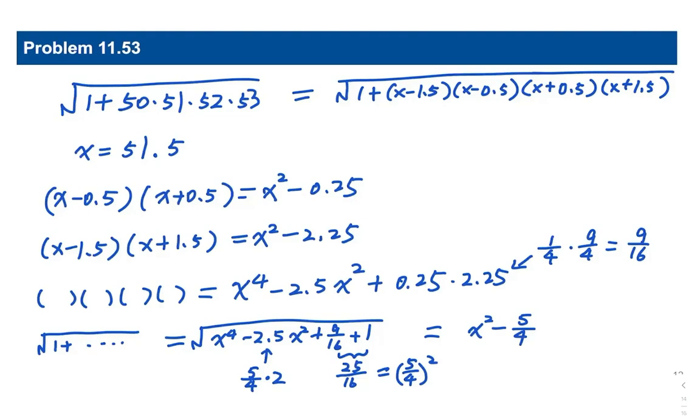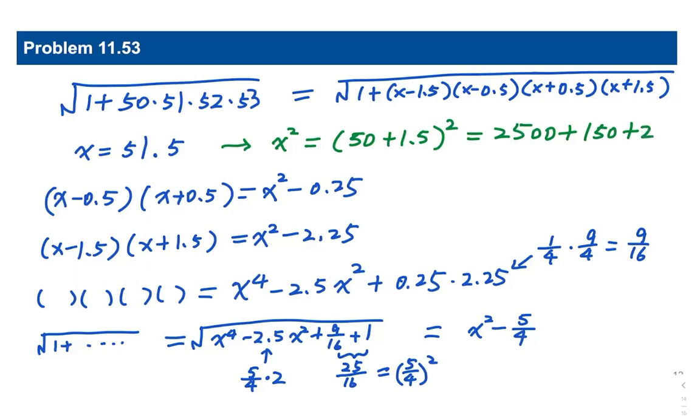Then we need to calculate x squared. X squared equals 50 plus 1.5 squared, which is 2500 plus 50 times 3, 150 plus 1.5 squared, 2.25. So 2,652.25. Okay, therefore x squared minus 1.25 is going to be 2,651.